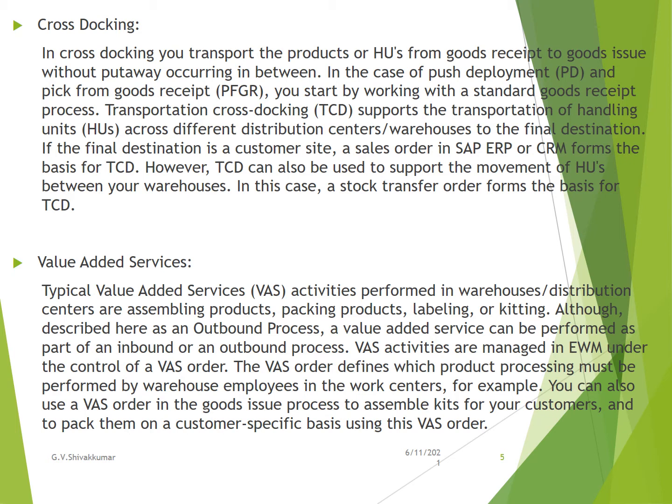Next, let's move on to cross docking. As everybody knows, we have different types of cross docking: merchandise distribution, retail cross docking, and production cross docking. We have five to six types of cross docking available. In cross docking, you transport the products or HUs from the goods receipt to the goods issue without put away occurring in between. The finished product or material is not placed in the final storage bin, but is placed at the goods receipt zone, and from there the goods issue is made.